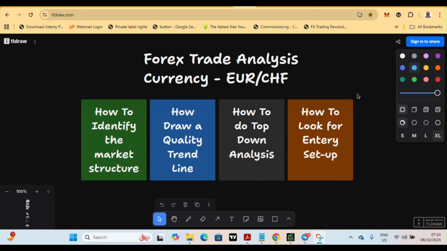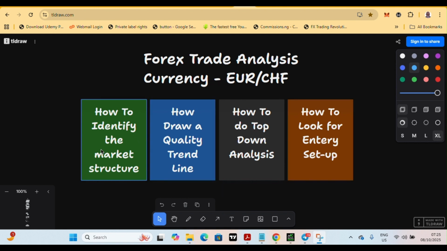Right, today I'm just going to do some analysis as usual, but this time around we're going to be analyzing some cross-currency pairs, EURCHF, okay? We're going to do the Forex trade analysis of this currency pair, but we're going to follow certain guidelines that will take us from the beginning to the end of this recording, okay?